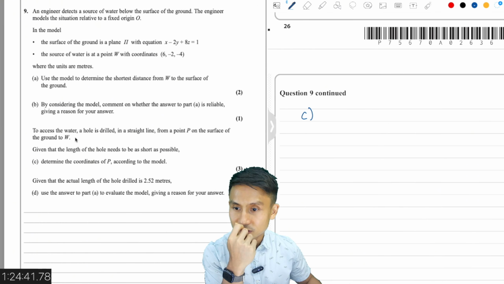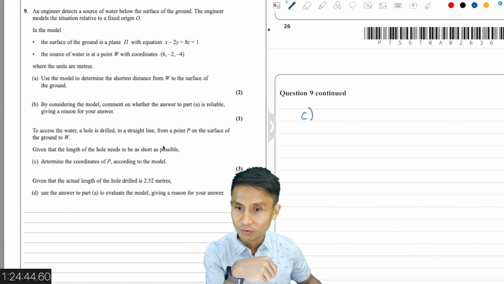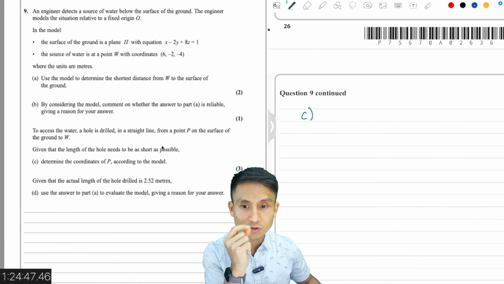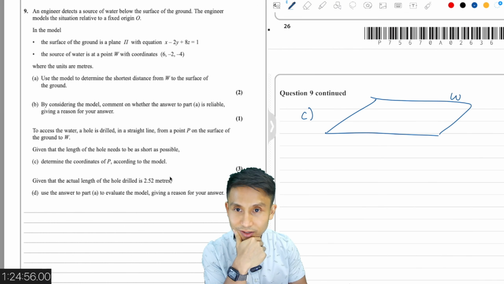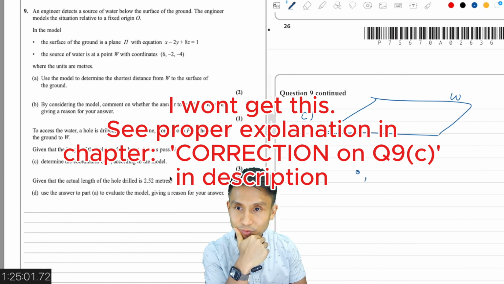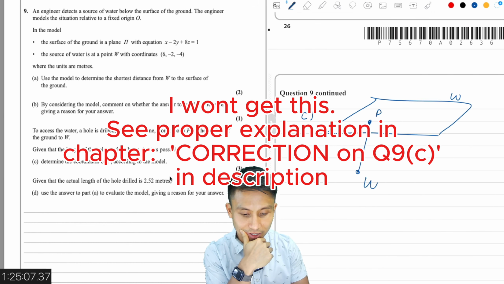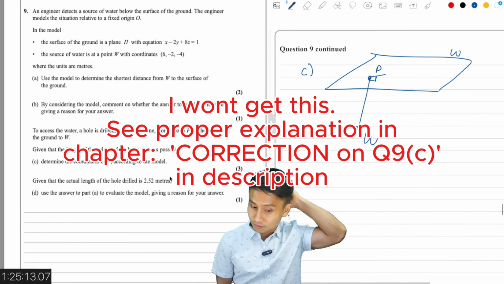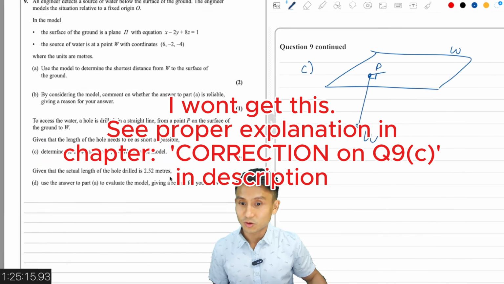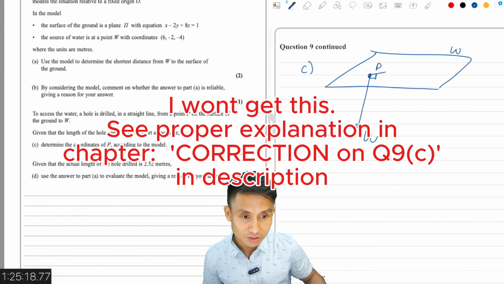On the surface of the ground. From point P and from the surface of the ground. Given that the length of the hole needs to be as short as possible, determine coordinates of P. Okay, this is the plane, and plane W, yeah? And the source of water, this is point W. So basically, we are finding this point here, point P, where it's going to be perpendicular, yeah? Shortest distance. So how do we find that point? Determine the coordinates of point P. Okay, do we have a formula here? Let me just check. Okay, I'm looking at the formula sheet, yeah.